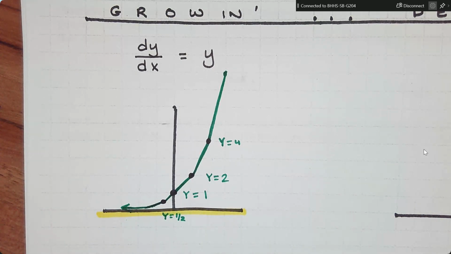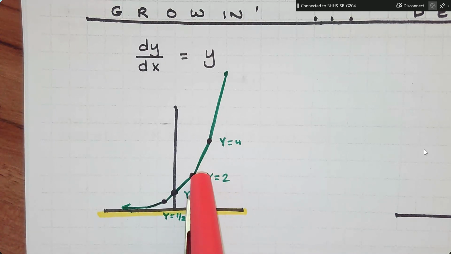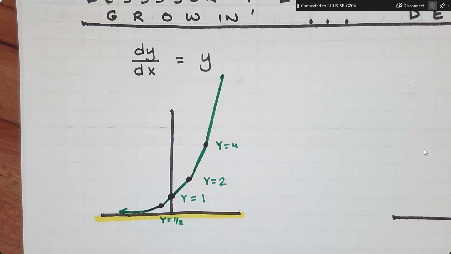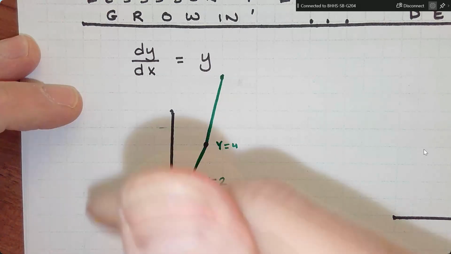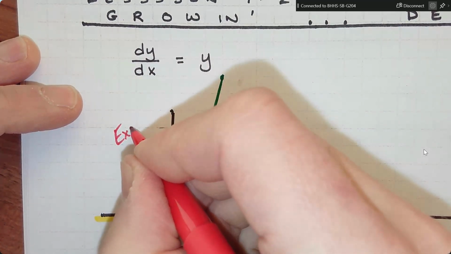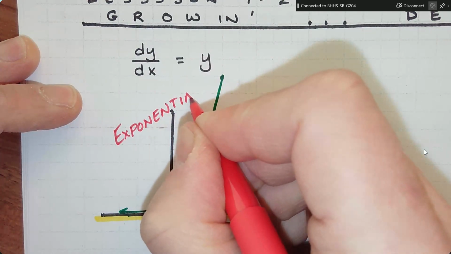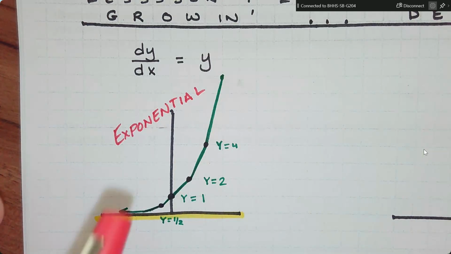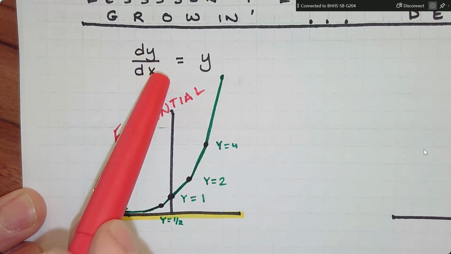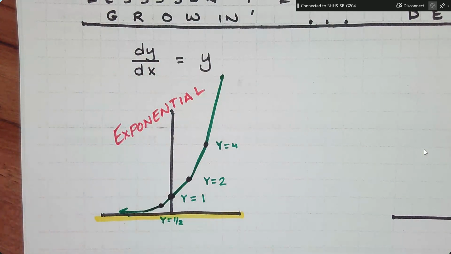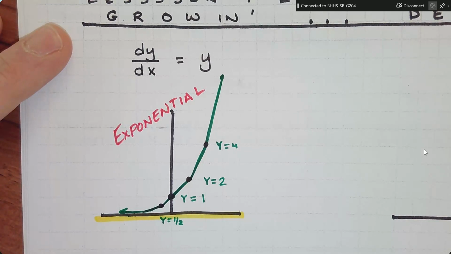All right, now on that note, everybody, look at this function that we just drew. What does that look like that you guys have seen before? It does. It looks like an exponential function. Okay, so when the rate is equal to the y value, we get an exponential function.